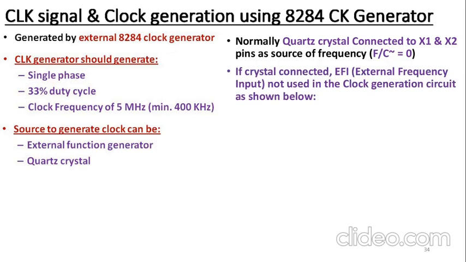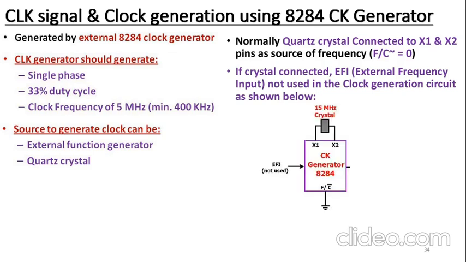But when that crystal is connected, in that case the external frequency input, which is used for making connection to the external function generator output, is not used. Okay, that's why the clock generation circuitry looks like this. Here is that clock generator. I am using crystal as a source of frequency, 15 megahertz crystal connected between X1 X2 pin, and I am making sure that the source of frequency is crystal. That's why F/C bar must be connected to ground.